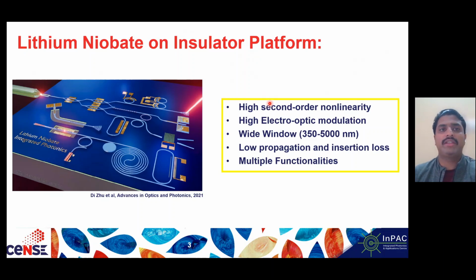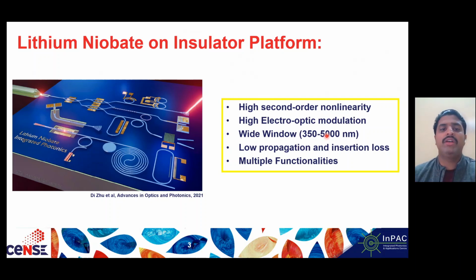By this, we can achieve really good second-order nonlinearity. And as I said earlier, we can do electro-optic modulation and many other things because of the special properties of lithium niobate, and integrate them into the same chip. This material also allows us to work over a wide range of wavelengths because of the wide transparency window it possesses. It confines light really well, because of which we can get really low propagation and insertion losses. Keeping all this in mind, we chose the lithium niobate on insulator platform for our work.